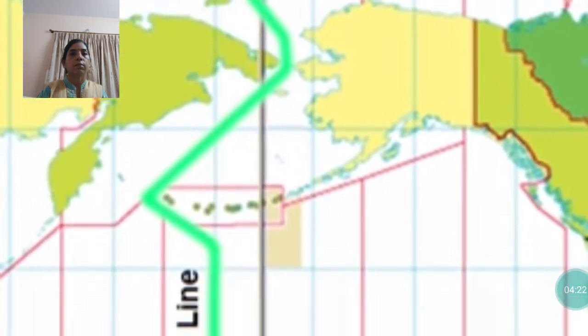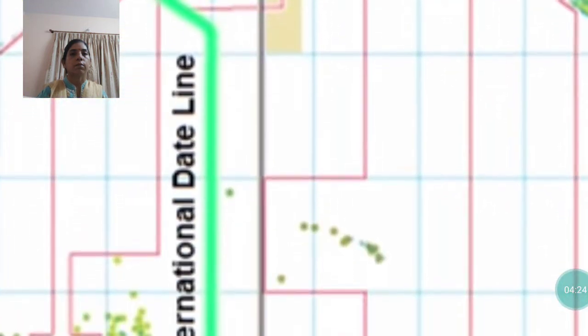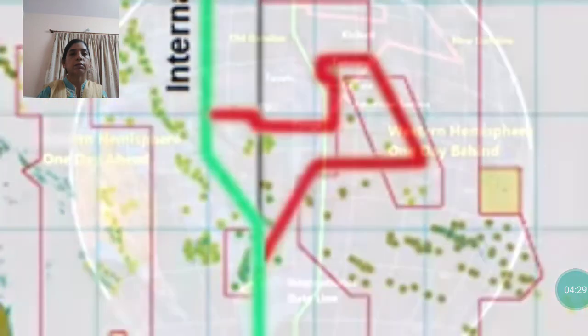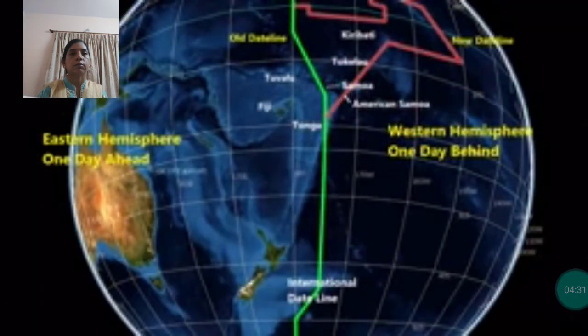In 1994, Kiribati shifted the date line 2,000 miles east to keep the entire country in the eastern hemisphere. In 2011, Samoa and Tokelau skipped a day and moved westward to be in the eastern hemisphere so they could have the same date as Australia and New Zealand, their main trading partners.